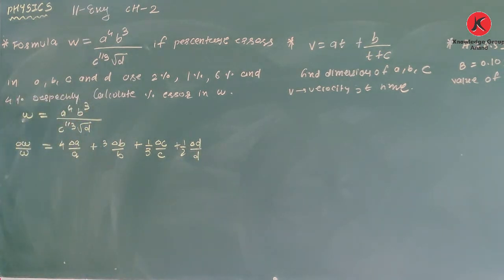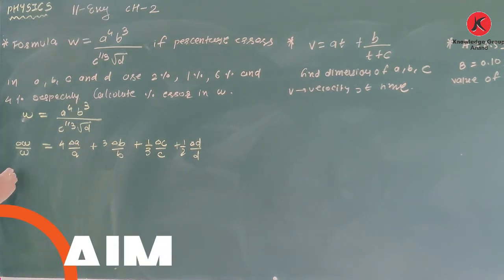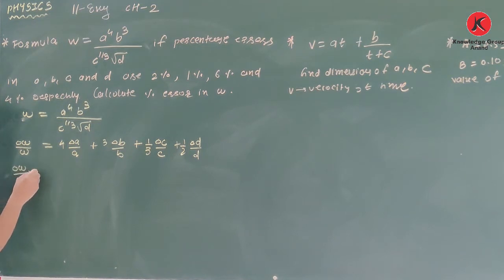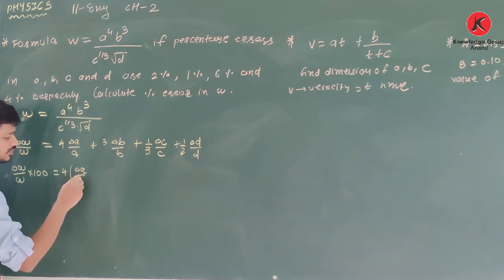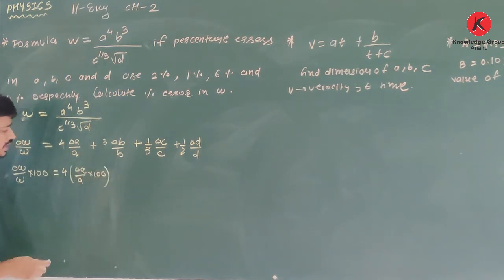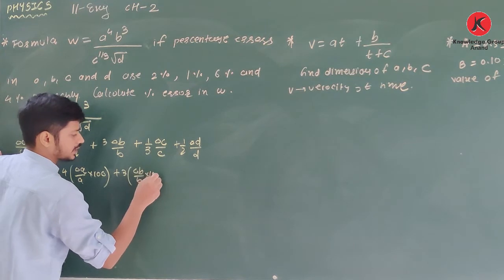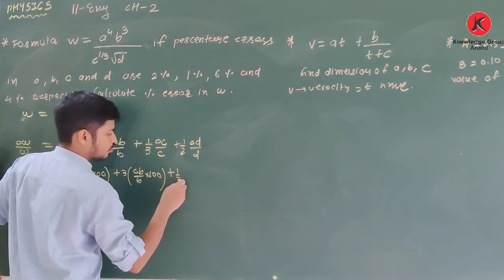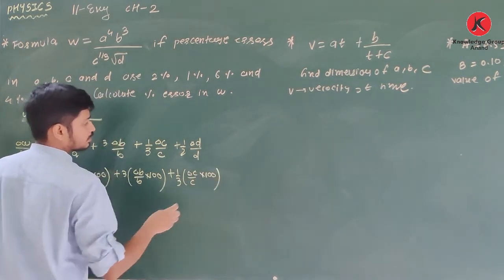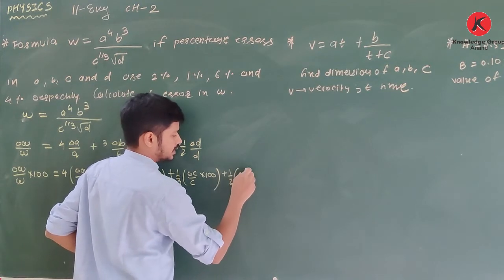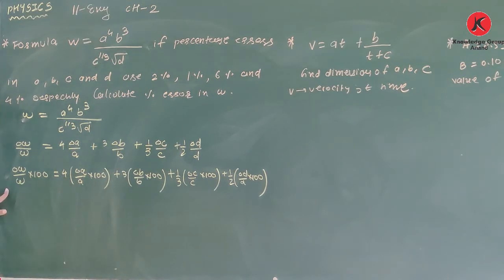Now as you have to find the percentage error, how to write this? See, delta W upon W into 100 is equal to 4 delta a upon a into 100 plus 3 delta b upon b into 100 plus 1 upon 3 delta c upon c into 100 plus 1 upon 2 delta d upon d into 100, since I can multiply this 100 into each and every term. Clear about this? So this is the equation.